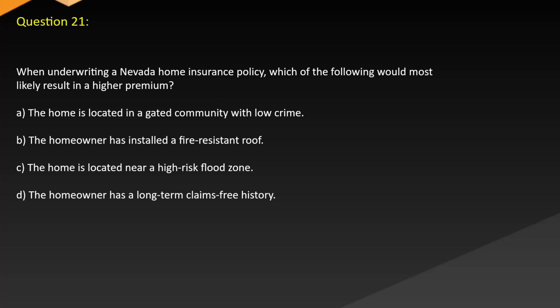Question 21. When underwriting a Nevada home insurance policy, which of the following would most likely result in a higher premium? A. The home is located in a gated community with low crime. B. The homeowner has installed a fire-resistant roof. C. The home is located near a high-risk flood zone. D. The homeowner has a long-term claims-free history.